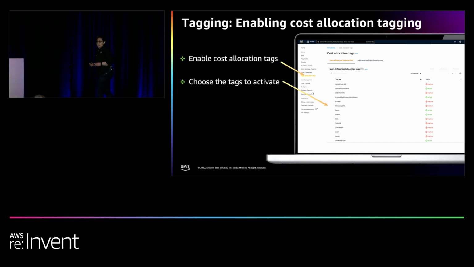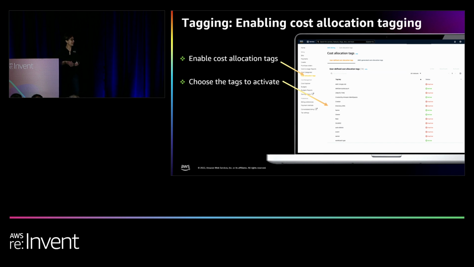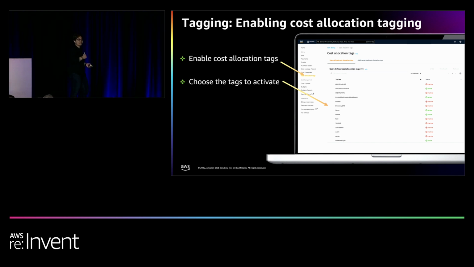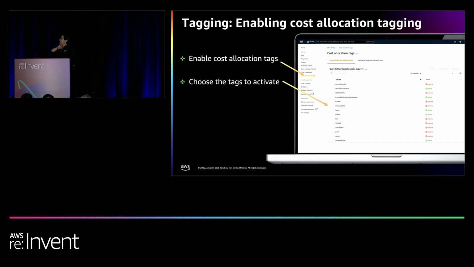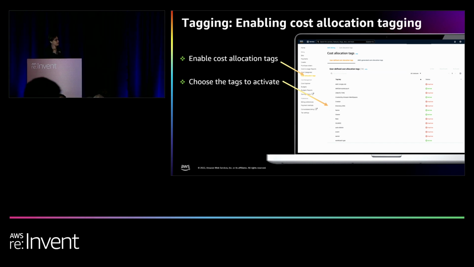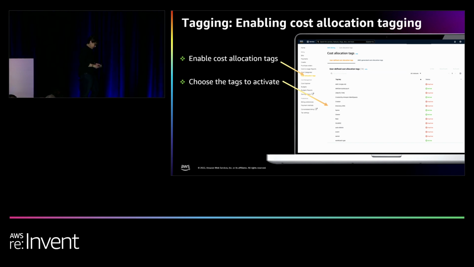Once you activate it, you can go to Cost Explorer or the CUR file, the Cost and Usage Report, and do filtering on these tags, either by cost center, by environment, or by a project. A tag is a key-value pair, which has an attribute that you decide and a description for that attribute you've chosen.